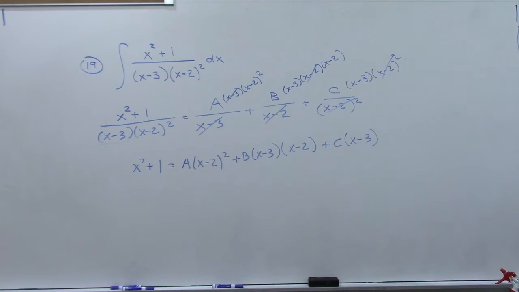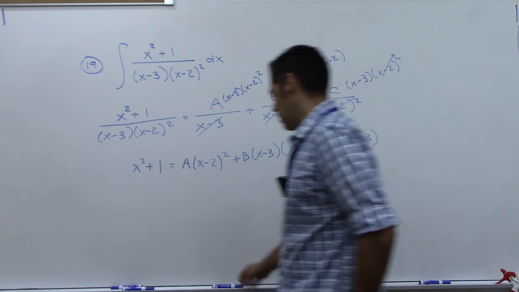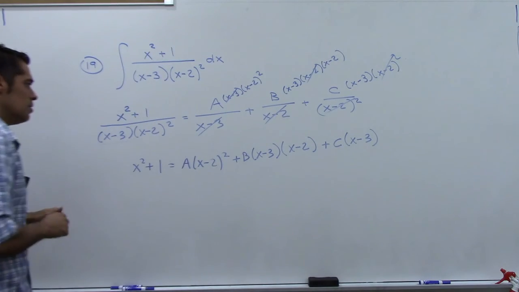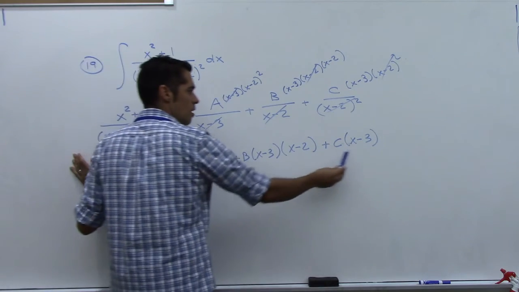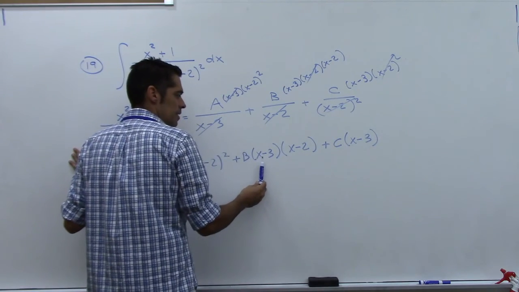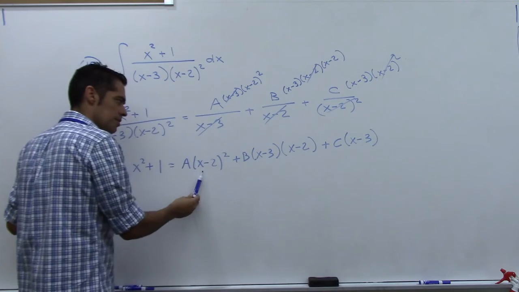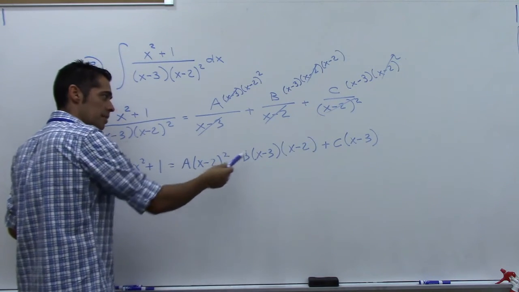All right, so let's see if there's a way we can do this easily. I'm trying to find a, b, and c. So is there a way to get a? Well, I need to be able to kill these two off. Both of these have the x minus 3 factor. This one doesn't. So if I let x be 3, I'm going to be able to kill those.